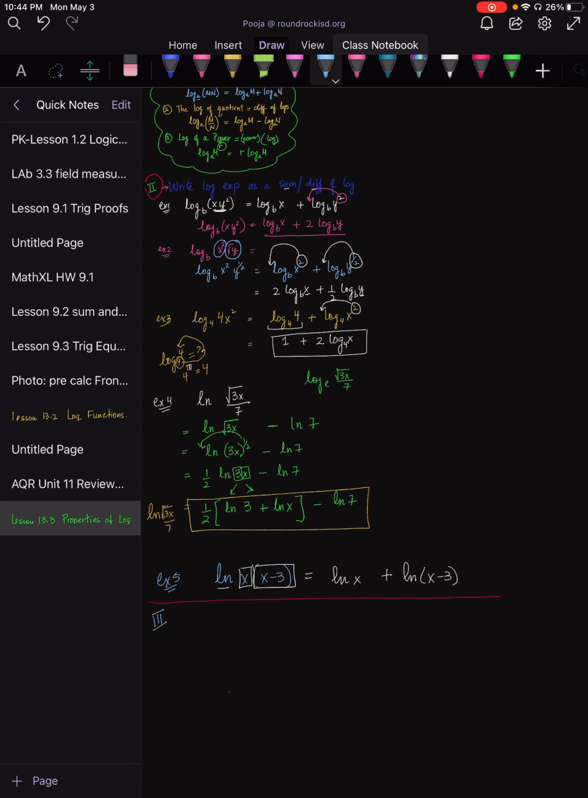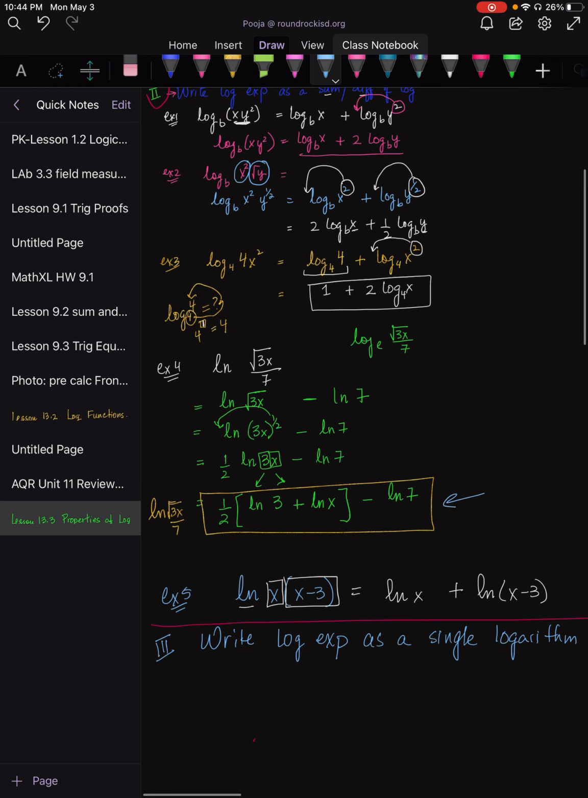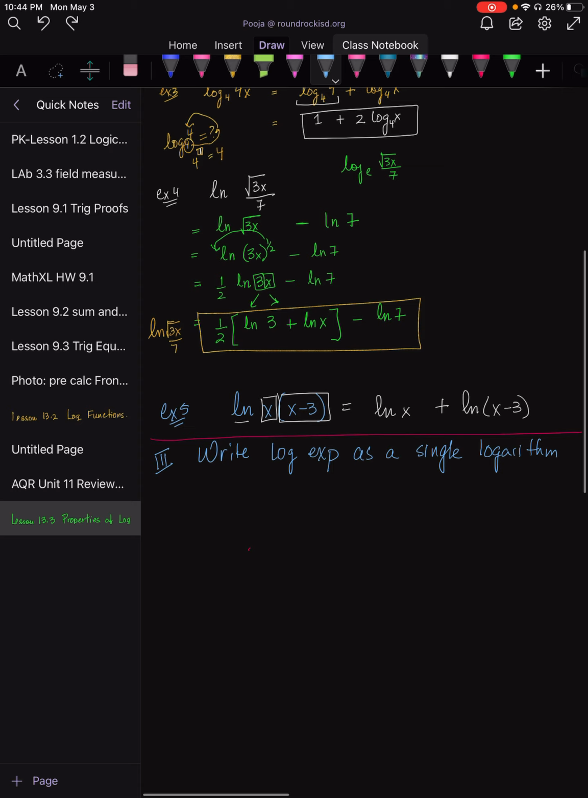which means write a log expression as a single logarithm, so just the opposite. It's going to be given a log expression to write as a single log or logarithm. Which means we're doing it backwards. Kind of like we'll be given this and we have to shrink it back to get that. That's exactly what we're doing. Now let's see what it looks like.